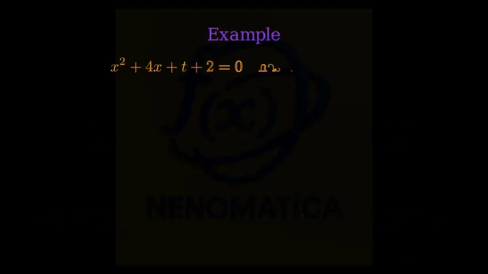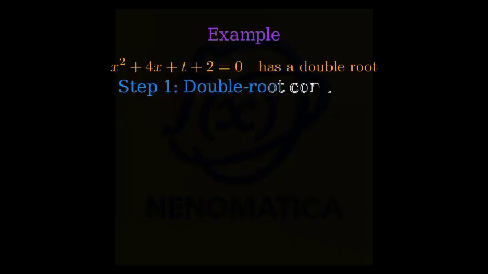In this example, we will find the value of t so that the quadratic equation x squared plus 4x plus t plus 2 equals 0 has a double root. We will solve it algebraically using the discriminant and then confirm the result with completing the square and a graph for intuition. Step 1. A double root means the two solutions are identical, so the discriminant is 0. In general, delta equals b squared minus 4ac.